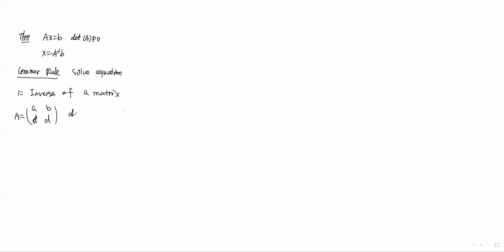Say it is a, b, c, d. We write this as A, and the determinant of A is non-zero. This is the assumption. If it's zero, we will not ask you to compute this. So you have to memorize the 2 by 2 matrix inverse. The inverse of a 2 by 2 matrix is 1 over the determinant of A times a matrix: switch the positions of d and a, keep the positions of b and c, and add a minus. So just remember this.